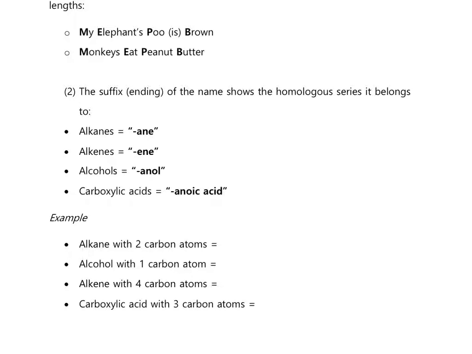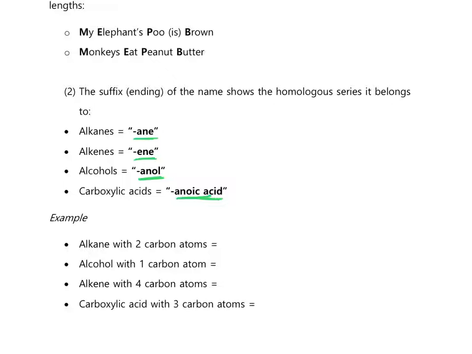And then the ending of the name depends on the homologous series that it belongs to. So if it's an alkane, it ends in ane. So you get your prefix based on how many carbons there are, and then you would put ane at the end. If it's an alkene, it's going to end in ene. If it's an alcohol, it will end in anol. And if it's a carboxylic acid, it will end in anoic acid.